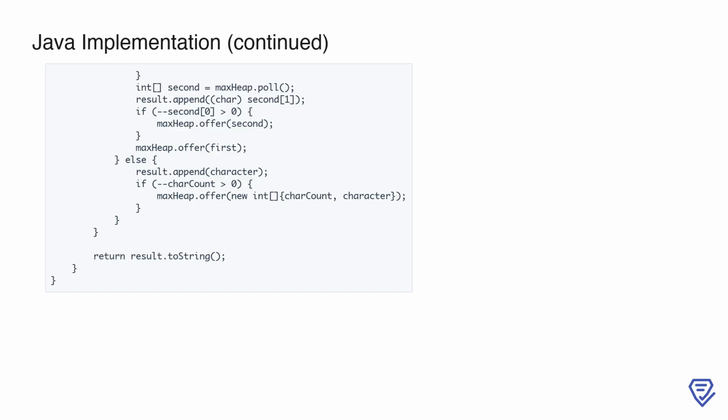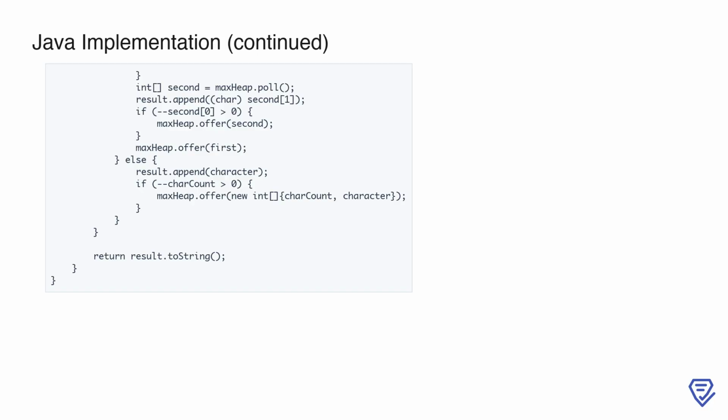If the last 2 characters in the result match the current character and appending it would create 3 consecutive identical characters, we check if there is another character available in the heap. If the heap is empty at this point, we break out of the loop as no valid character can be added to the result. Otherwise, we retrieve the next character with the second highest count, append it to the result, and reduce its count. If this character still has remaining instances, we re-add it to the heap. Importantly, we also re-add the original character with the highest count back into the heap for future consideration.